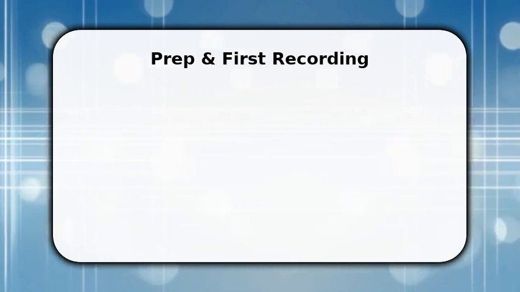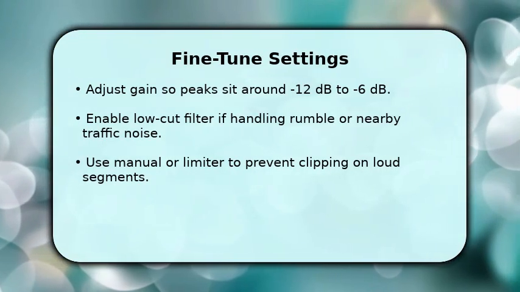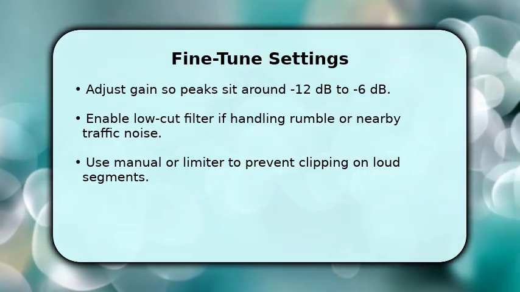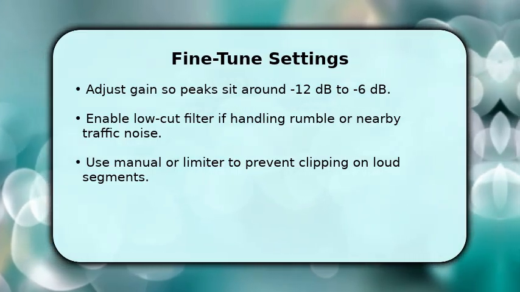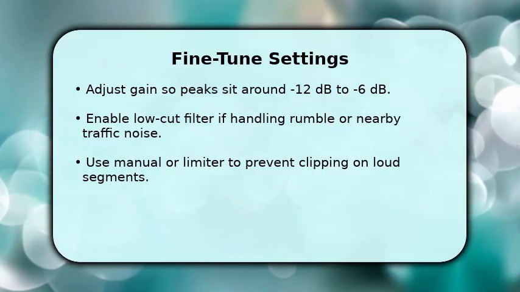You now fine-tune the internal settings to capture a clean sound. Reduce or raise gain until loudest words land around -12 to -6 decibels. That gives headroom for spikes. If you hear low-frequency rumble, enable the low-cut filter to remove it without harming voice clarity.